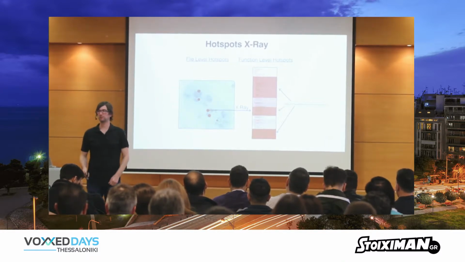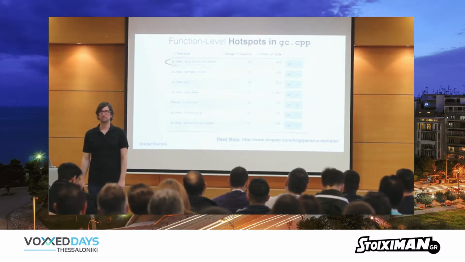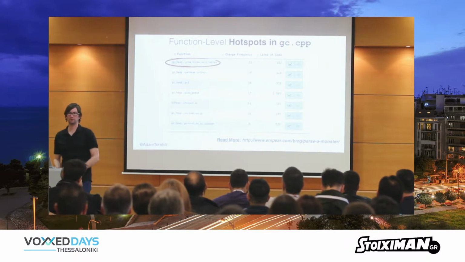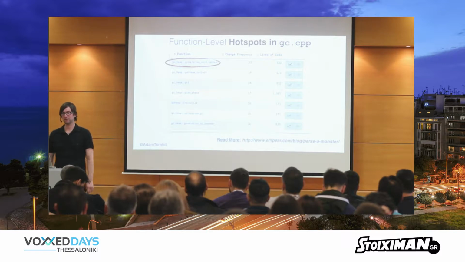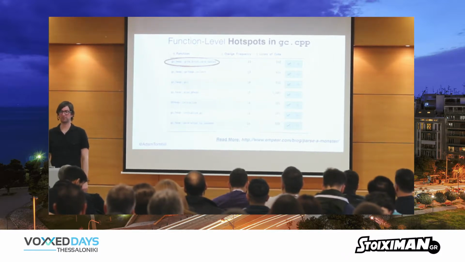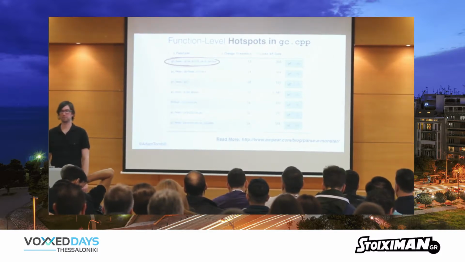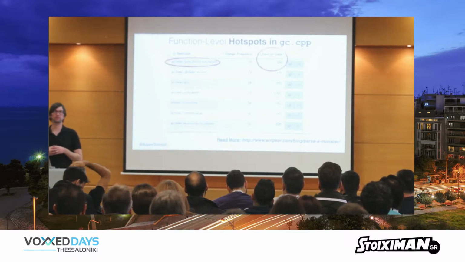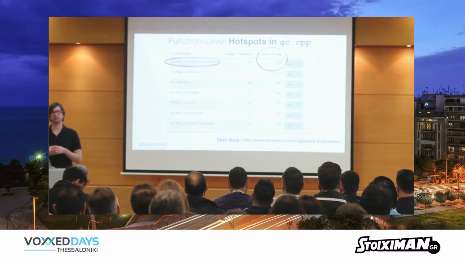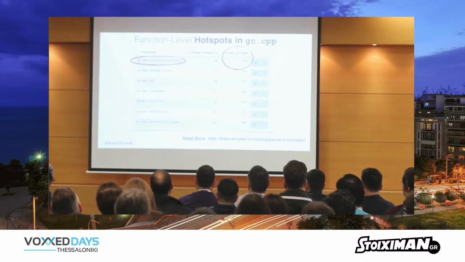Let me show you how it looks on gc.cpp. So here's the hotspot analysis on a function level of that huge file. And we see that the number one hotspot is a function called grow brick card tables. It consists of 332 lines of code. That's quite a lot for a single function, isn't it?